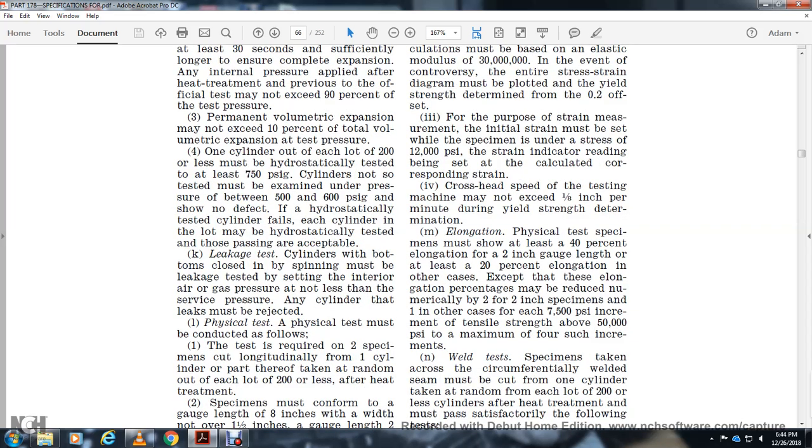Elongation: the physical test specimen must show at least 40% elongation for a 2-inch gauge length, or at least 20% elongation in other cases, except that elongation percentages may be numerically reduced in increments, with at least 7,500 psi increment. The tensile strength above 50,000 psi is the maximum for such an increment.